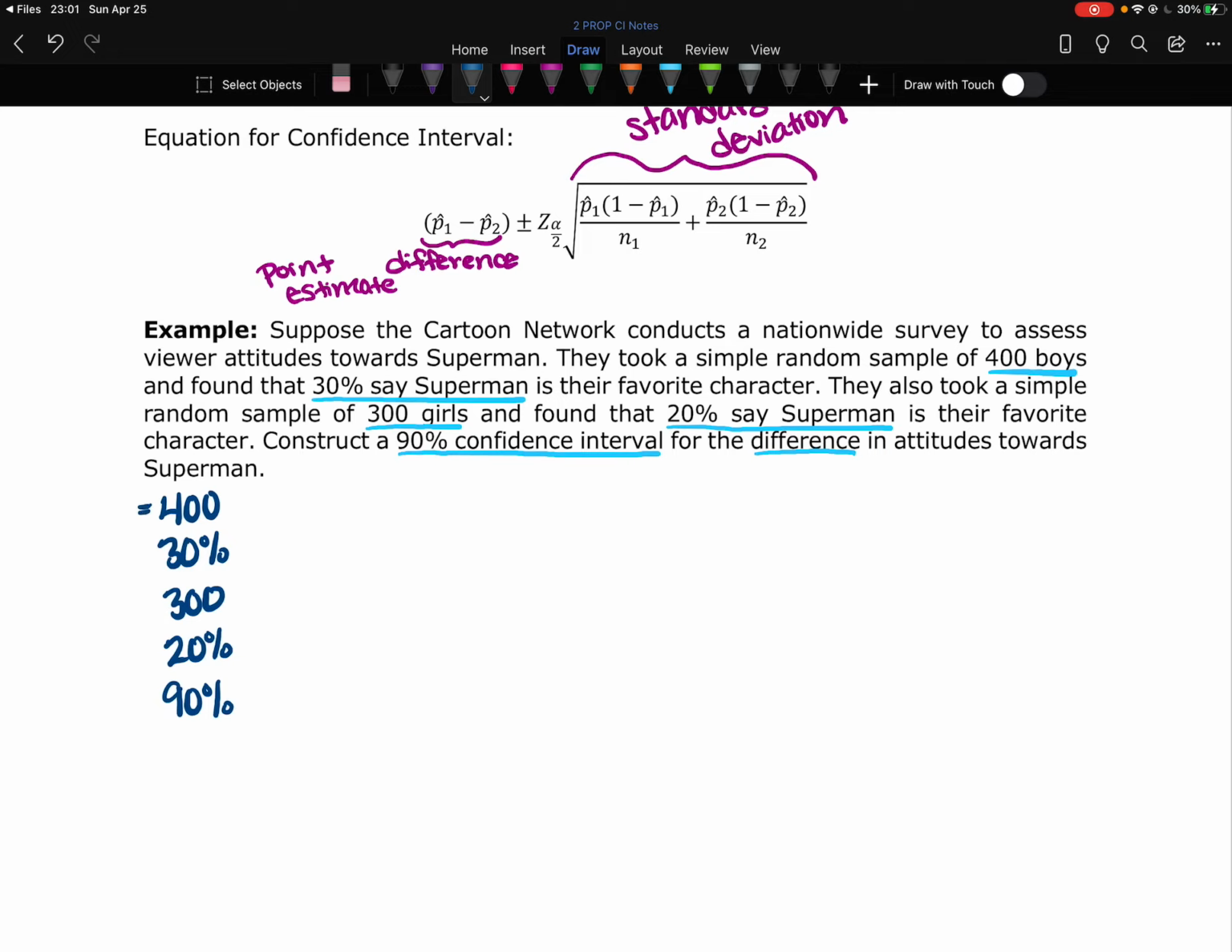So 400 is the number of boys that they surveyed, so I'm going to call that N1. And then 30% of those boys picked Superman as their favorite character. Remember, a proportion is a fancy word for a percentage. So this is not the number of boys that picked Superman. This is the proportion of boys that picked Superman. So this is my P hat 1. This is the proportion of the first group that picked Superman.